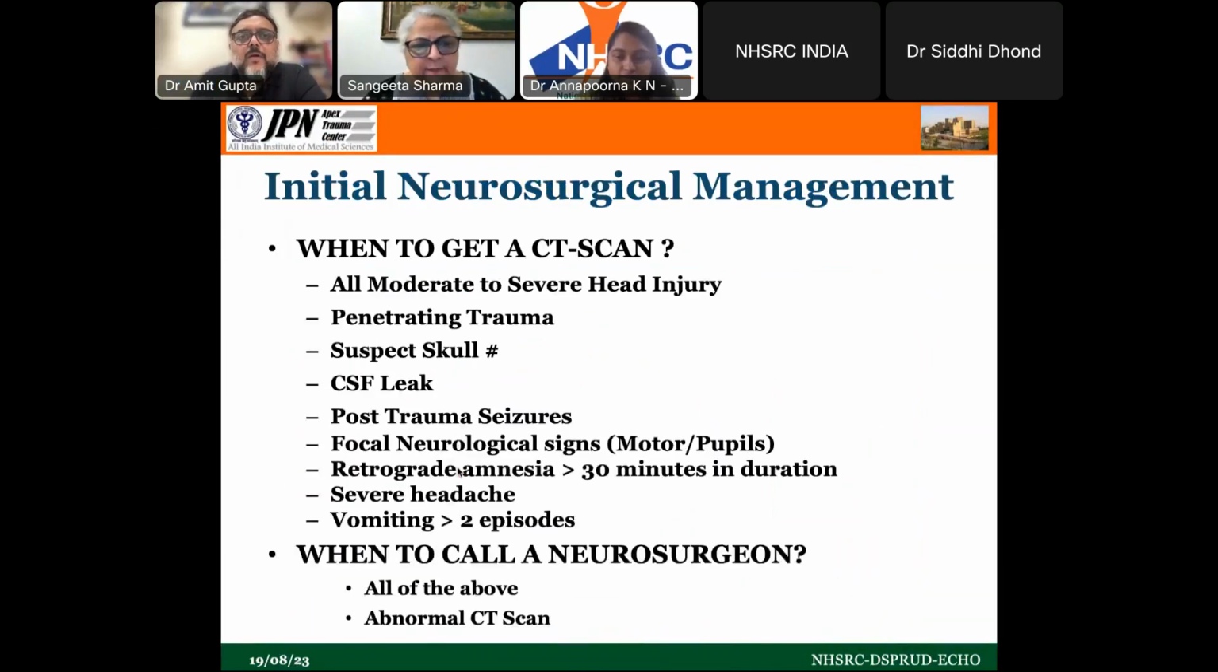Yes. Okay, so basically the question is about CT scan of the head. Now, when to get a CT scan? Very clearly, all moderate and severe injuries would get a CT scan. The question arises when the patient is conscious.